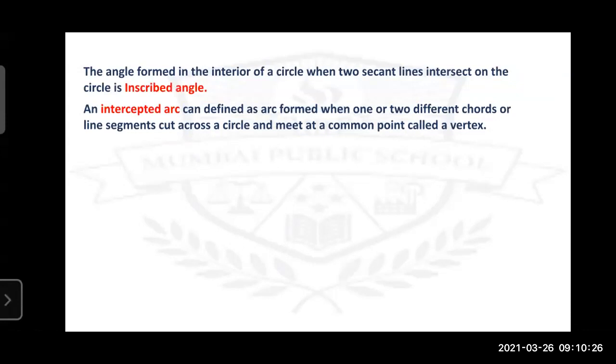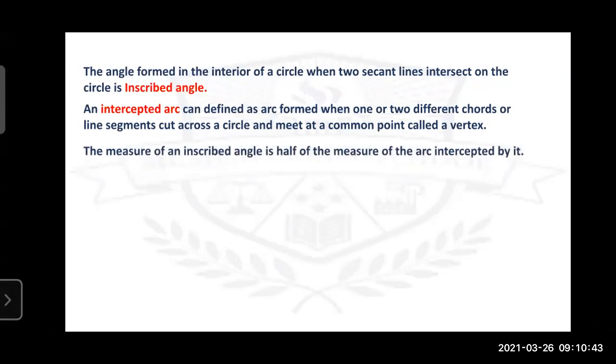Now next is the intercepted arc. What is meant by intercepted arc? The arc which is formed when one or two different chords or line segments cut across the circle and meet at a common vertex, a common point, that is called the vertex. Such an arc is called an intercepted arc.